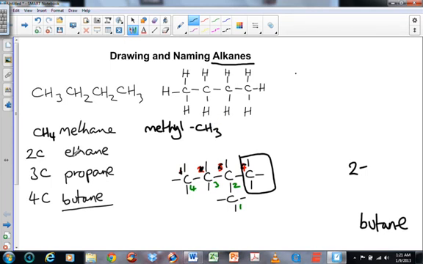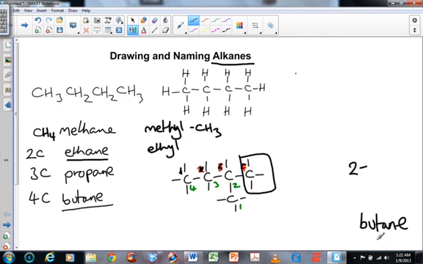A 2-carbon substituent is based on ethane. That actually becomes ethyl. Propane becomes propyl, butane becomes butyl. You get the idea. So what we have here is a 1-carbon substituent coming off carbon 2. We've already said that the name of our substituent is methyl. Carbon 2 is where that methyl group is.